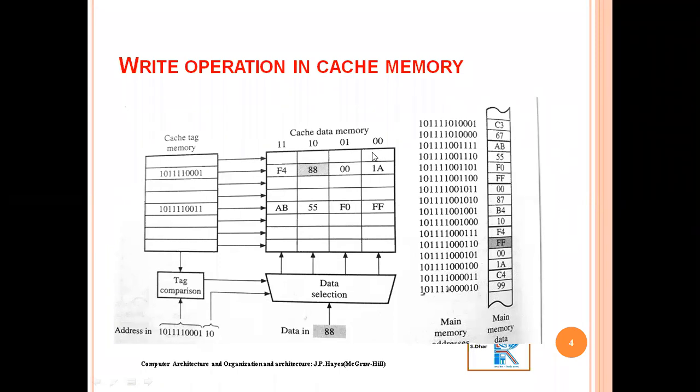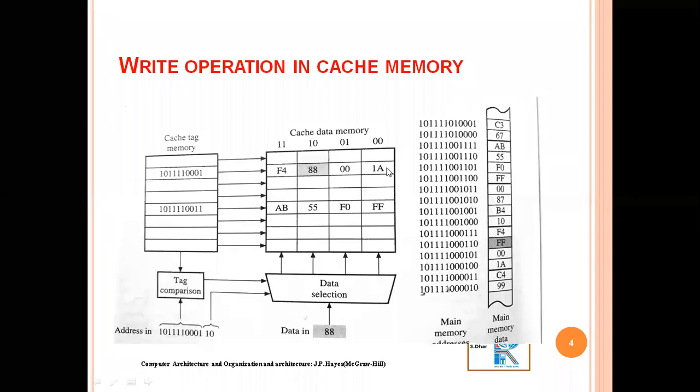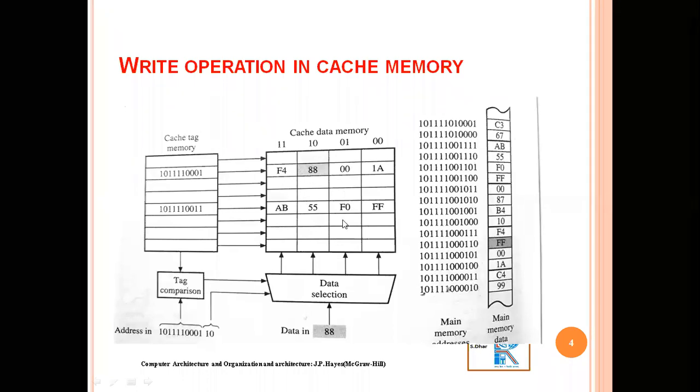Now the question is how to generate this tag field and how to generate the address. That means how to know whether the data is stored here or here or here or here or here. How will the computer know? So that is called mapping.